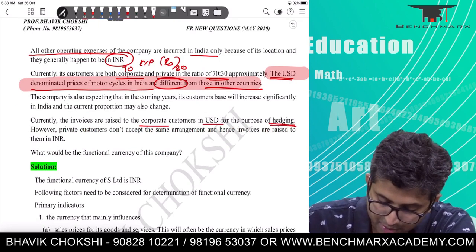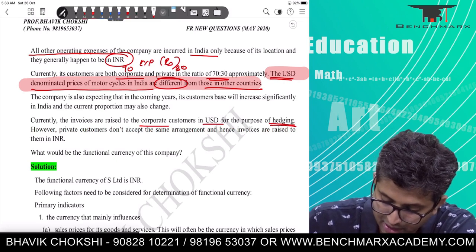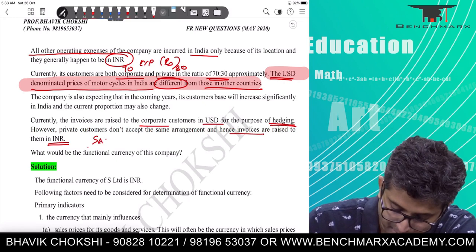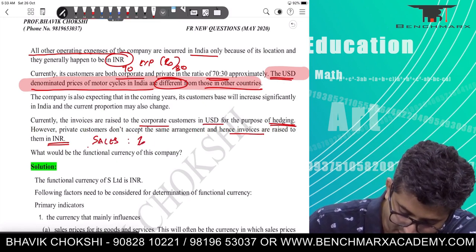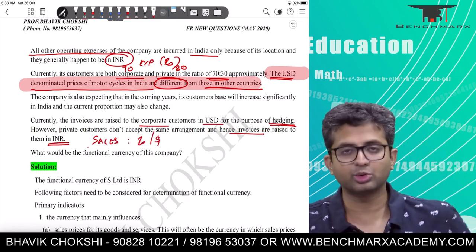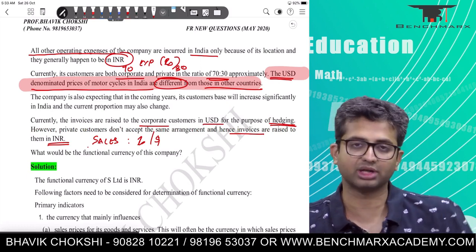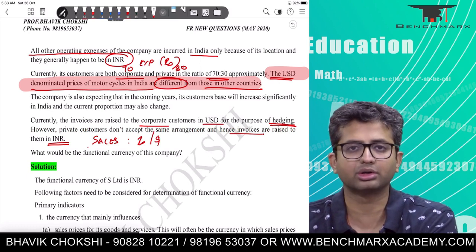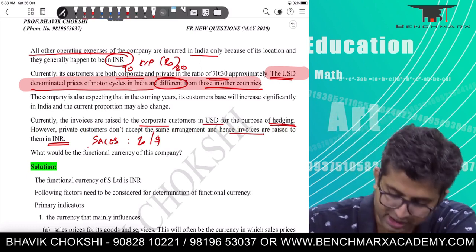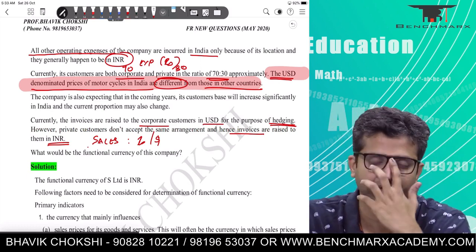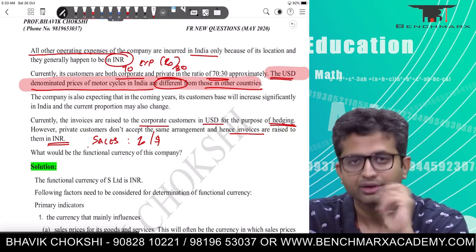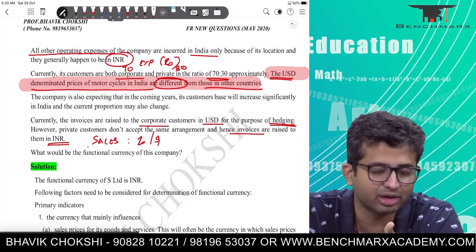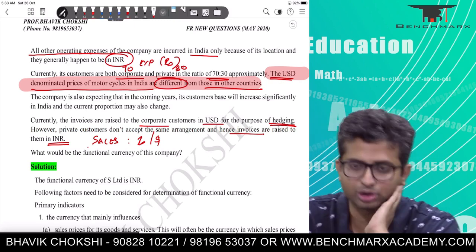However, private customers don't accept the same arrangement, and the invoices are actually raised in INR. So sales appear to be a mix of rupee and dollar. The question does not tell you any information about the financing or the additional setup. So essentially, you have to make a decision based on the primary factors only. The expenses are also dollars and rupees. The import expenses are in dollars. The other operating expenses are in rupees. Corporate sales are in dollars, essentially for hedging purpose. Other sales are in rupees.